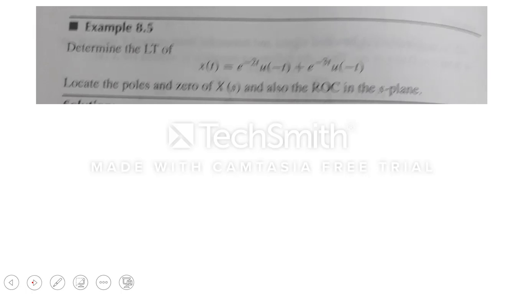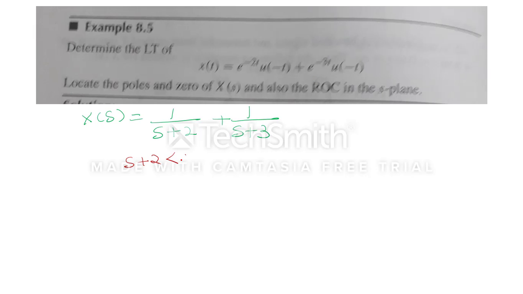Now the second numerical. In this case both are u(-t), so in the Laplace transform, I'm not writing the whole expression, we will get 1 upon s plus 2 plus 1 upon s plus 3. Because both are u(-t), in this case s plus 2 will be less than 0, and s plus 3 will be less than 0. So s will be less than minus 2 and s will be less than minus 3.